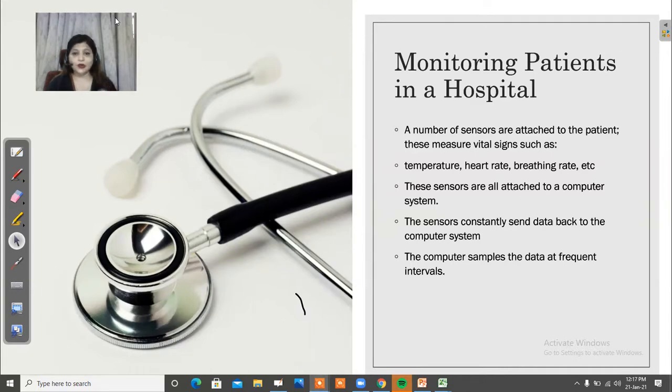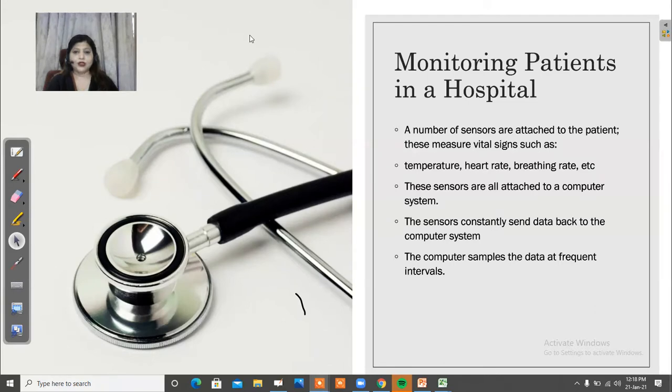As soon as the temperature or the heart rate or breathing rate goes down in bed number one, let's say, you will be informed in terms of a red light in that case, because an alarm is avoided, or any other signals that can provoke you to understand that something wrong is happening. The sensors constantly send data back to the computer system, and the computer system samples the data at frequent intervals.